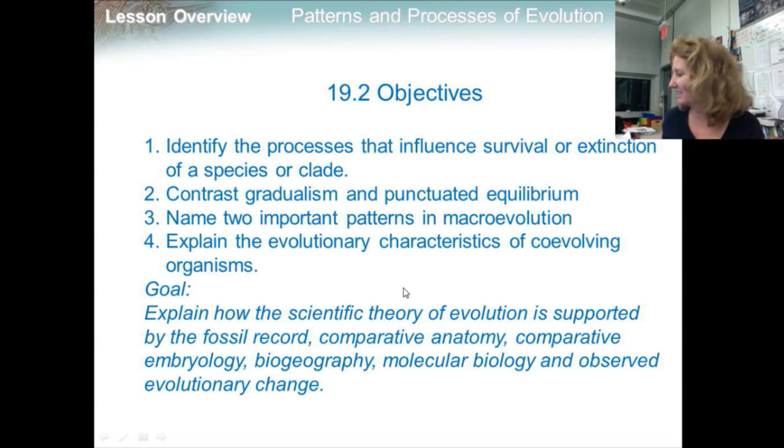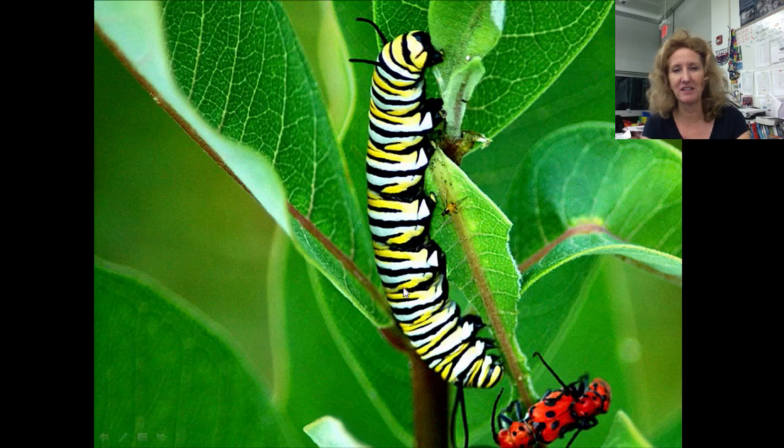And there's your picture. That's a monarch caterpillar.